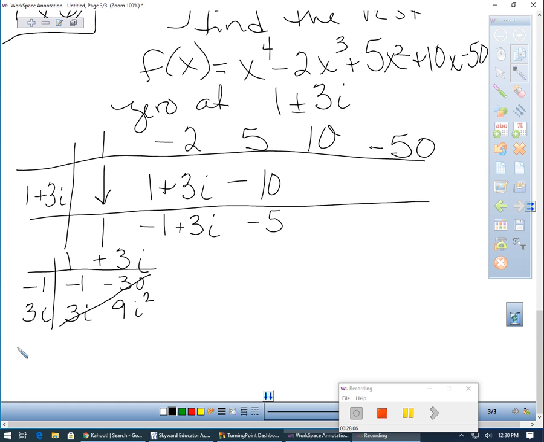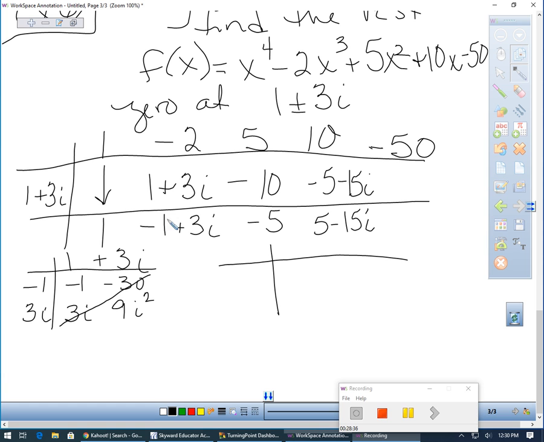Now when you multiply 1 plus 3i times negative 5, you have to do what property? Distributive property. Good. Perfect. Negative 5 minus 15i. Add them together, we get 5 minus 15i. So when we do this last box, we should get what? We should get 50. Okay?